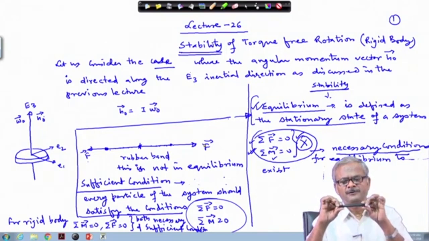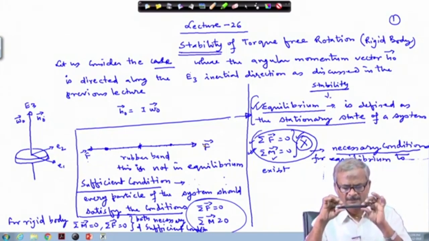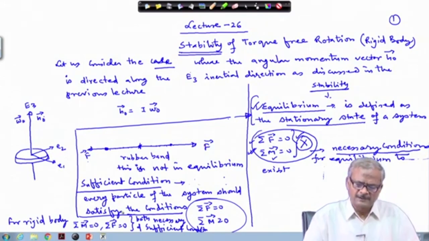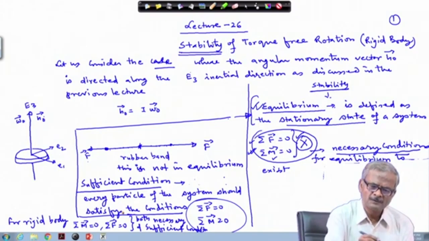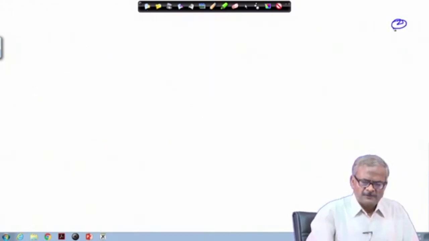If it is an elastic body, only under that condition, once the force is applied, it will get extended. So, for the rigid body, there is no question of any movement of any particle in the system, and therefore ΣM equal to 0, ΣF equal to 0 gives you the necessary and sufficient condition. Okay.